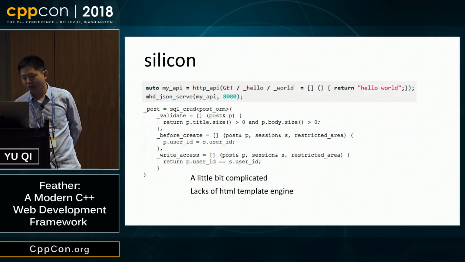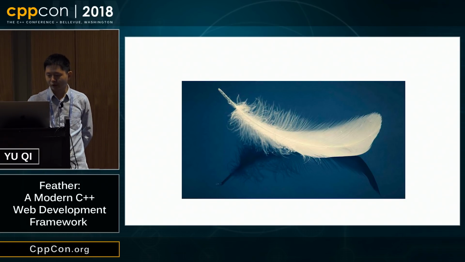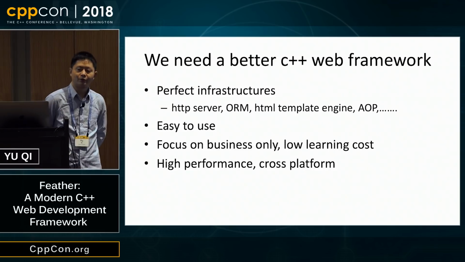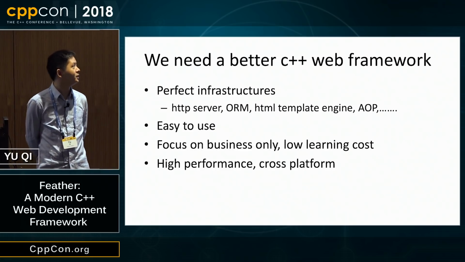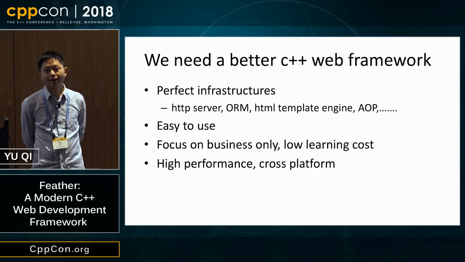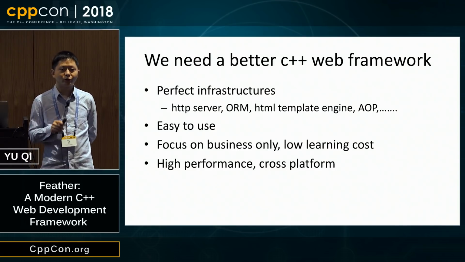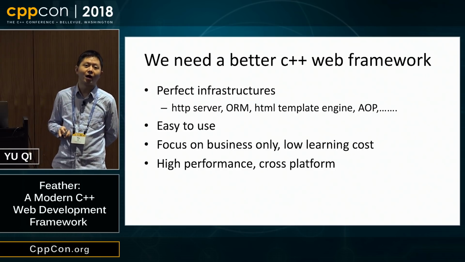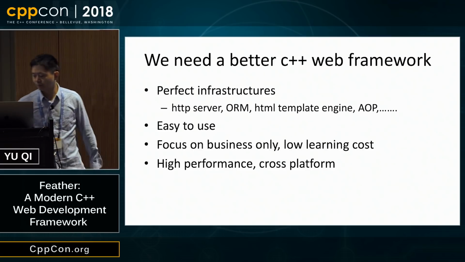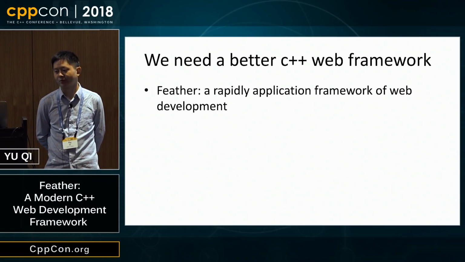So I want a better web framework. I think a good web framework should contain perfect infrastructure such as HTTP server, ORM, HTML template engine, AOP, and so on. And of course, it should be very easy to use. The user doesn't need to learn many details of the framework. He just needs to focus on the business. And it should also be high performance. So I tried to make a better C++ web framework.